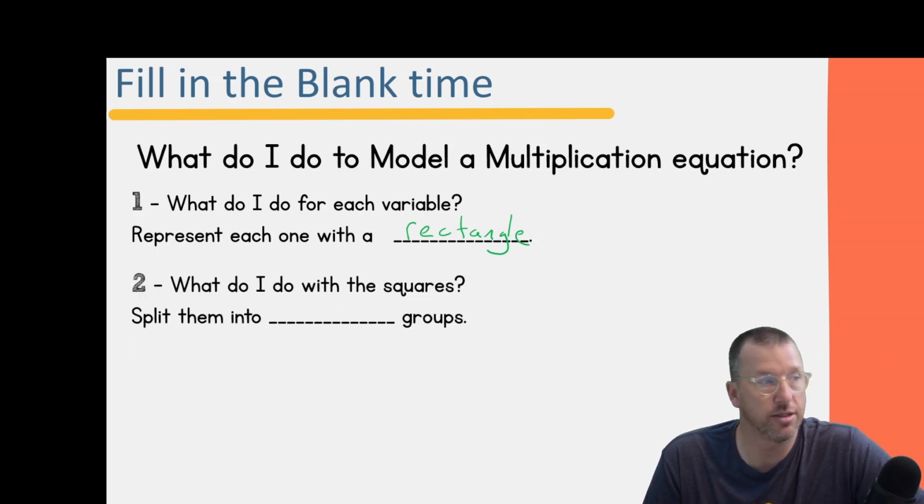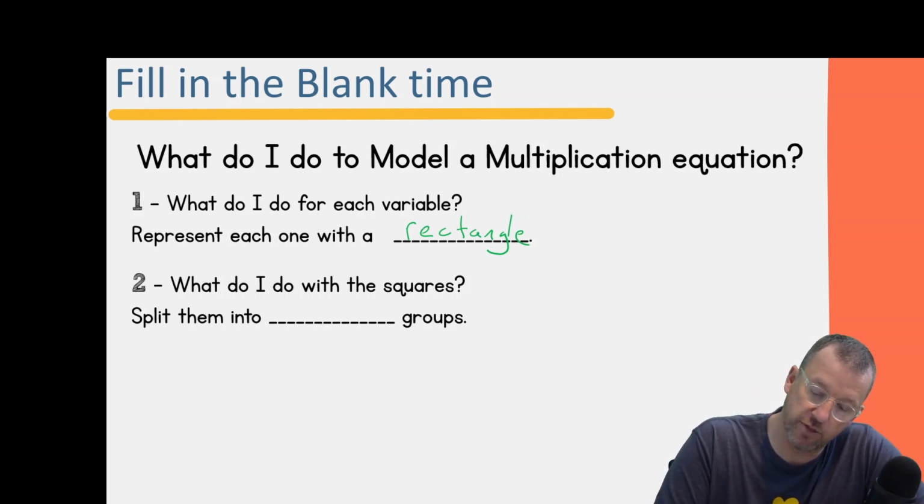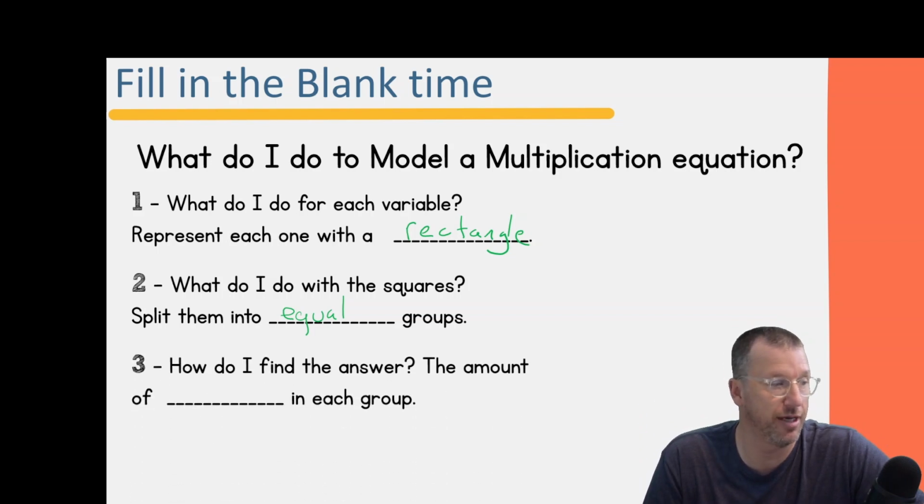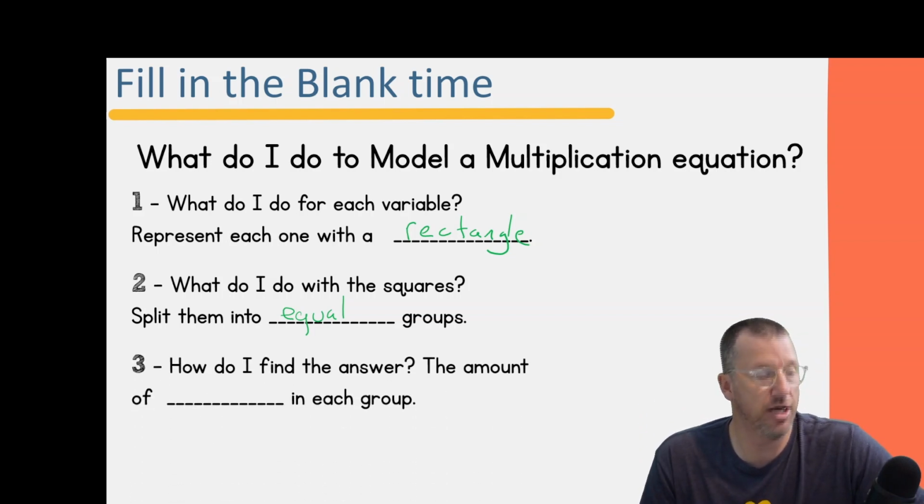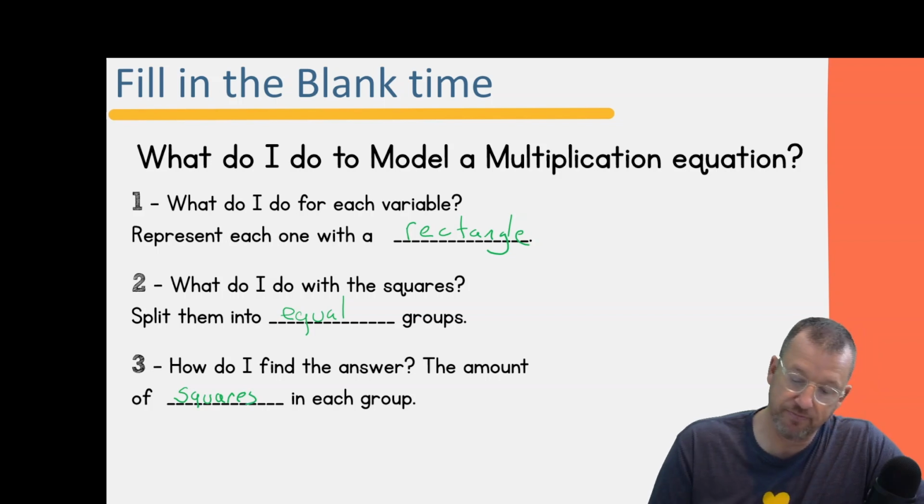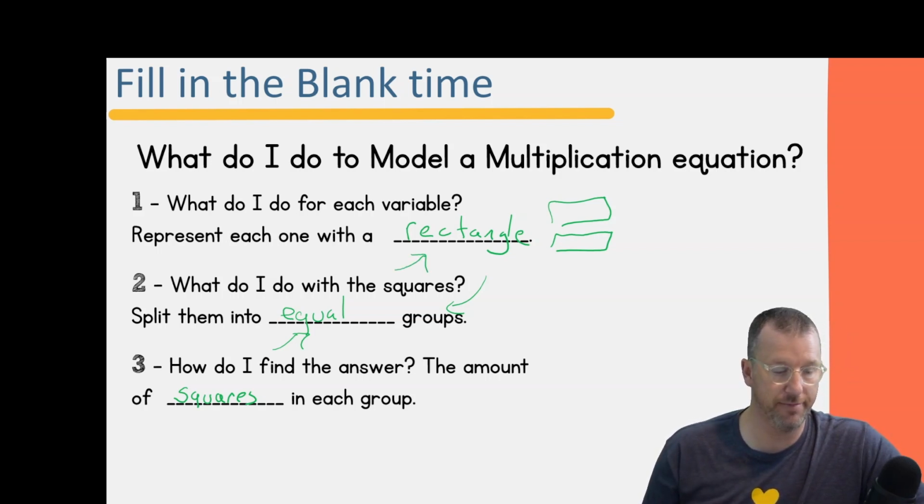What do I do with the squares? I split them into equal groups, okay? Well, you don't really know how many groups you need to split them into unless you know how many of those rectangles you have. How do I find the answer? Well, the amount of squares in each group. So when I said split them into equal groups, I could split them into 2 equal groups, but that would only matter if I had 2 rectangles. I'm going to split them into equal groups based on how many of these rectangles I had, okay?